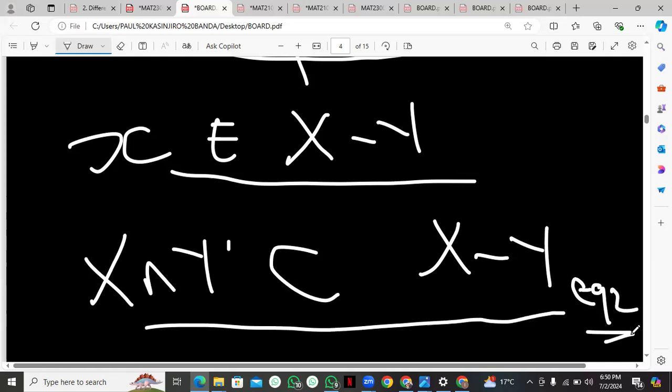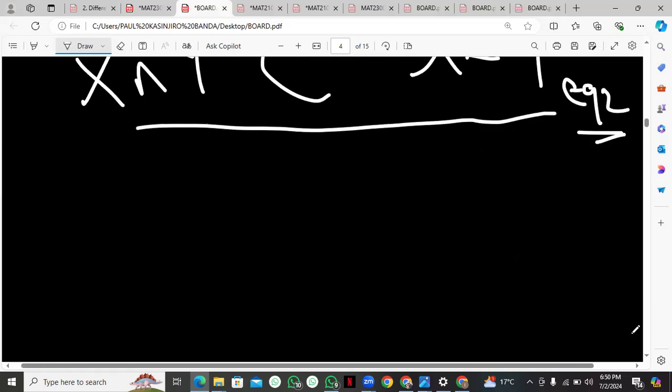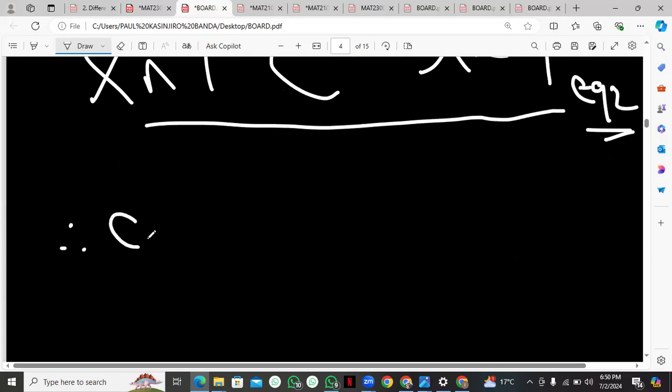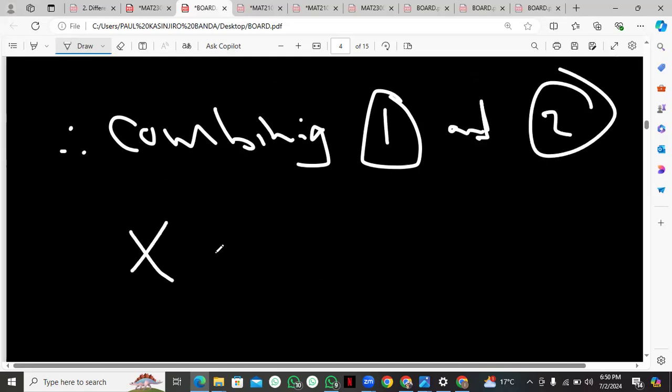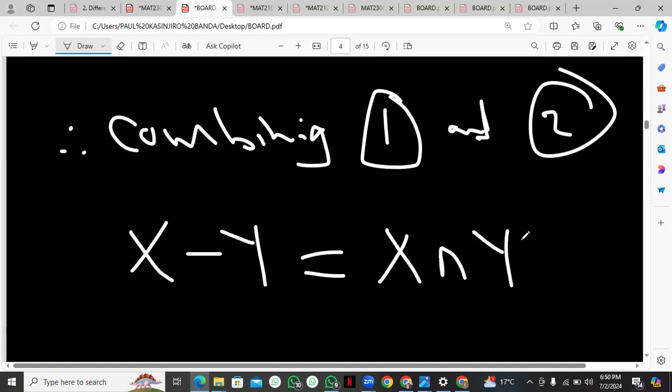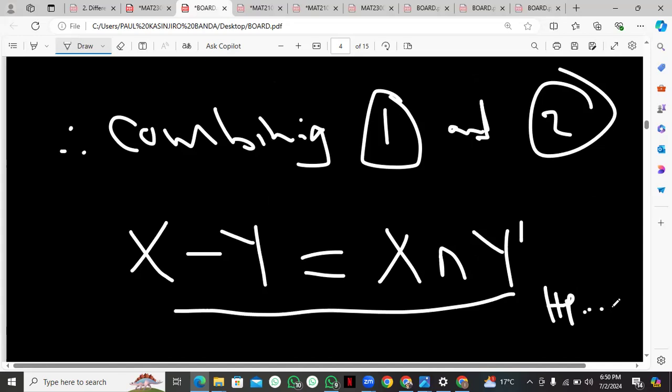Now, since we've proved both directions, that the right-hand side is a subset of the left, and the left is a subset of the right, you can conclude. Therefore, combining my first equation and my second equation, I get that X minus Y is equal to X intersection Y complement. Then you can say hence proved. Any questions there?